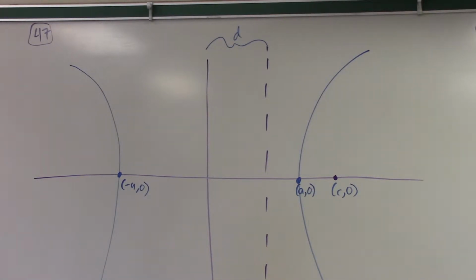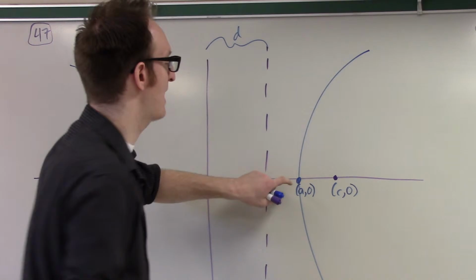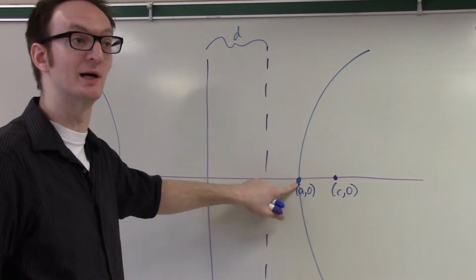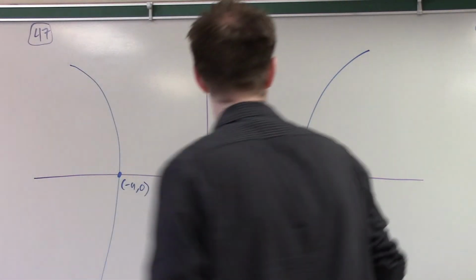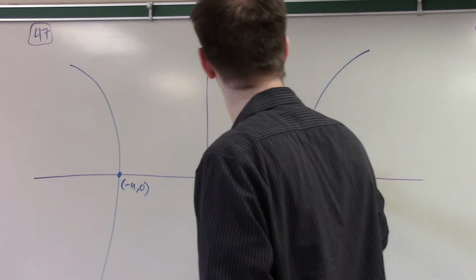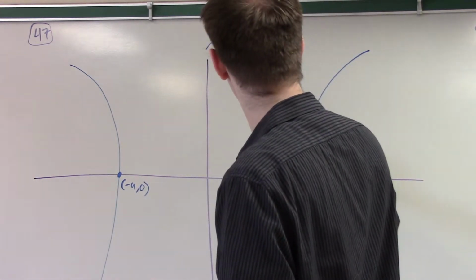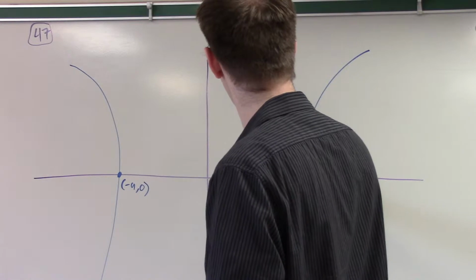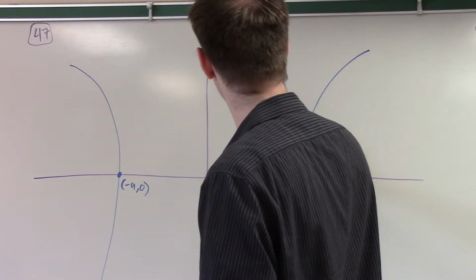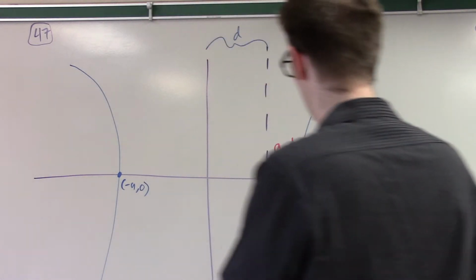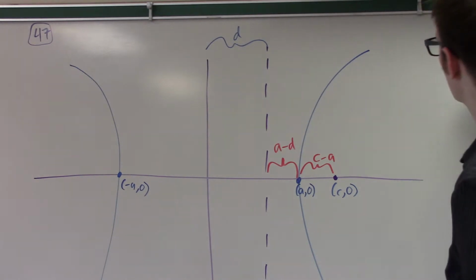Amy, what do we do? Well, A is the definition of eccentricity. Yes, so we take the point A comma 0. That is on the hyperbola. By the definition of conic, since that point A comma 0 is on the hyperbola, then its distance to the focus, which is C minus A, over its distance to the directrix, which is A minus D, has to be the eccentricity. Everyone with me?